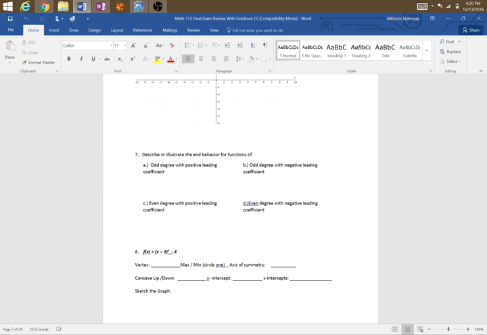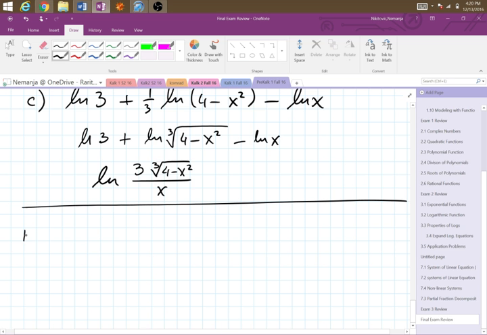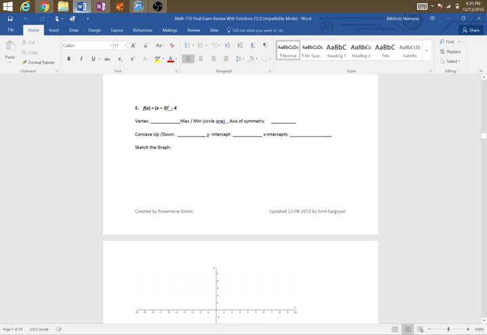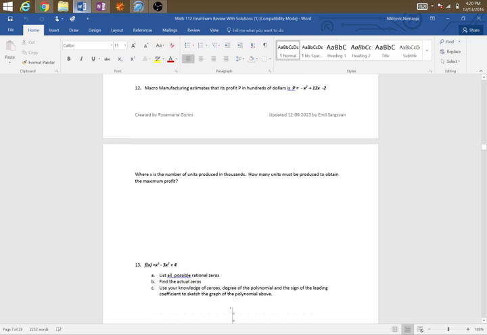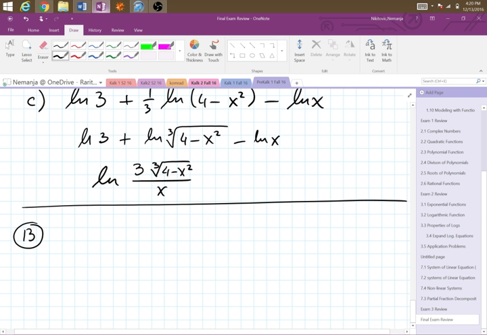13. I hope I can. 13. Let's see. What is 13? Oh, all possible zeros. Okay, so this is an easier version of what we had on the test. Yeah, well, it was on both tests.